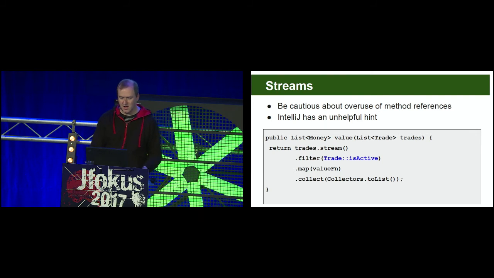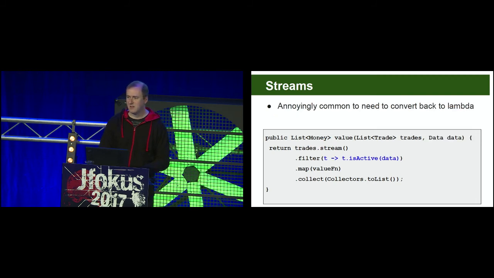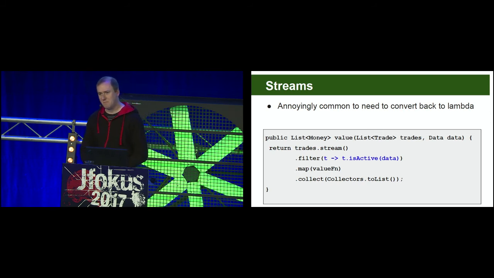The only thing is that I've found that quite a lot of the time, you end up changing and refactoring code, for example, to add in an extra parameter. And then you have to manually go back and change it from a method reference back to a lambda again. I just find it really annoying converting method references back to a lambda. Your mileage may vary on that. Make your choice, but be aware that that IntelliJ hint is not necessarily always the best advice.